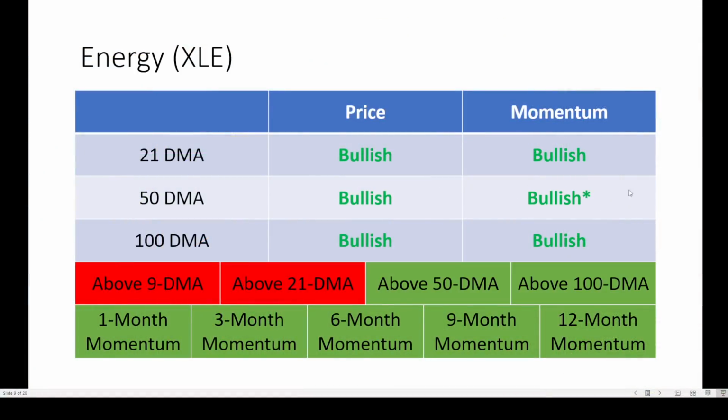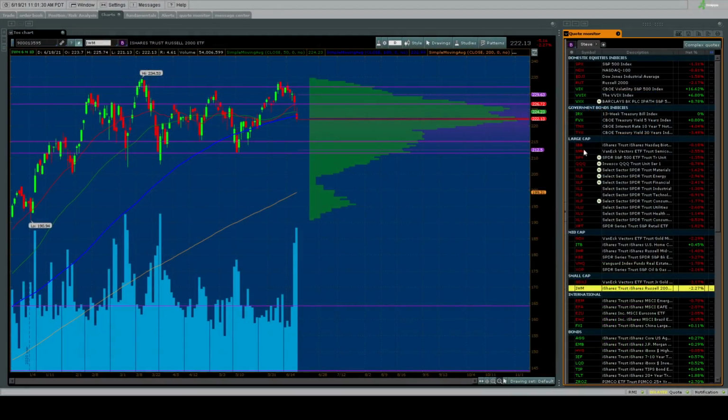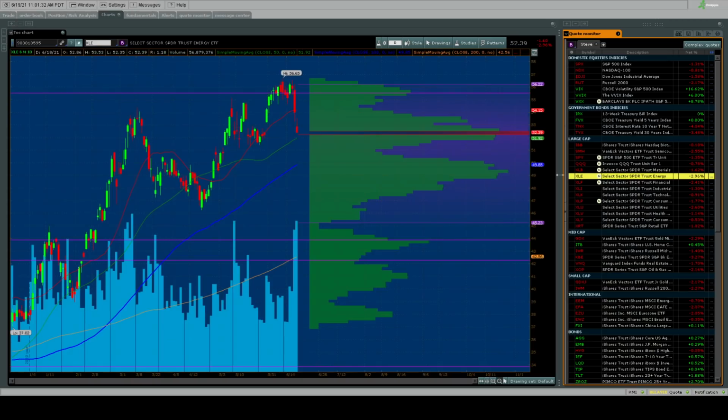Momentum on the 50-day moving average is now turning up into bullish, though it remains below the 9 and 21 day moving averages. Is that a big deal? Well, not really. Let's take a look at XLE, and what do we see? The 50-day moving average is a little disjointed, but it's trending up. It's coming down to its volume support.